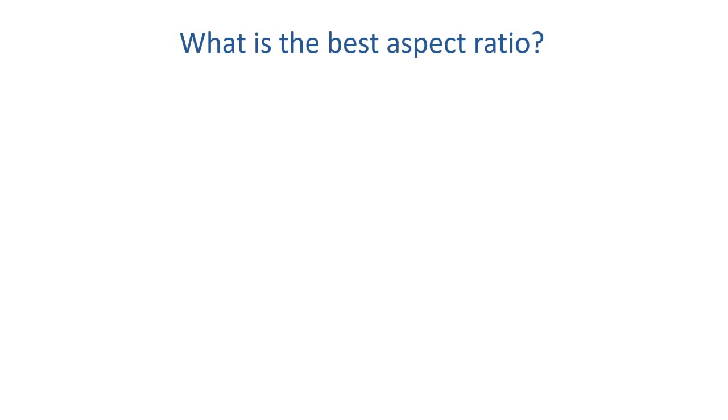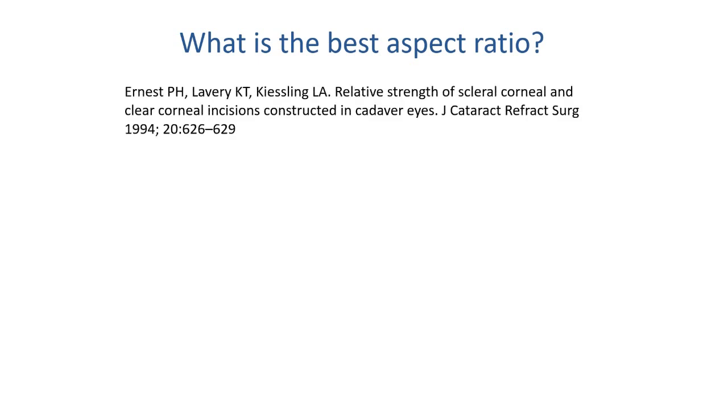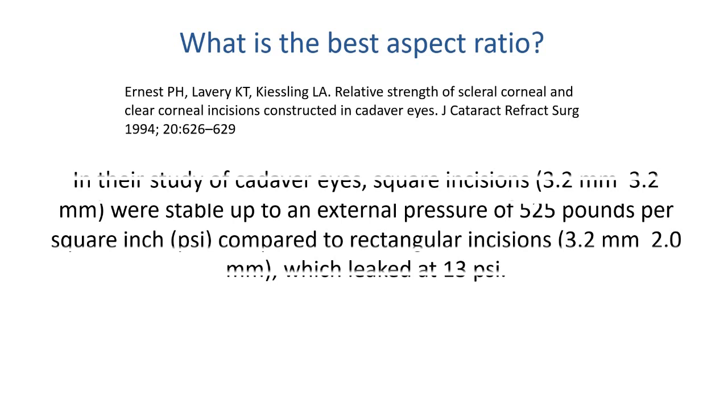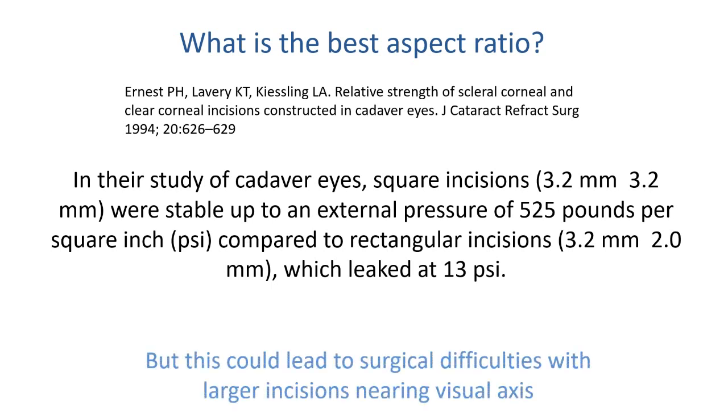What is the best aspect ratio for a wound? In 1994, Paul Ernest, in this study on cadaver eyes, found that if he had square incisions that were 3.2 millimeters by 3.2, they were extremely stable, with external pressure of 525 pounds per square inch. If you did a rectangular incision that was 3.2 by 2, then this would start leaking at 13 pounds per square inch. The problem is that if the wound is large and near the visual axis, you will get distortion, and this will make your surgery much more difficult. It's much less of an issue when you get to more narrow incisions.